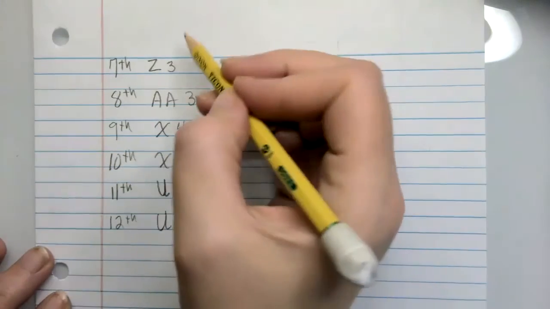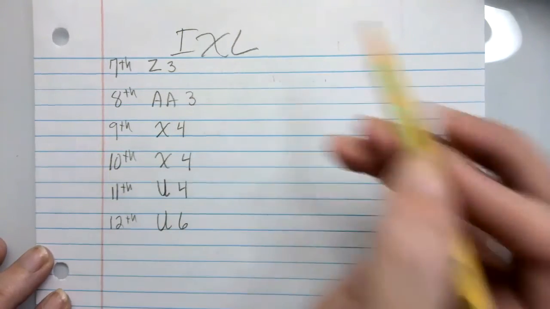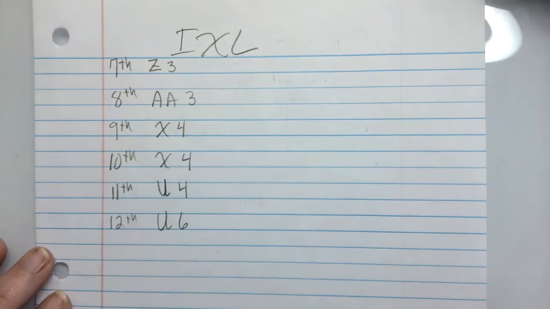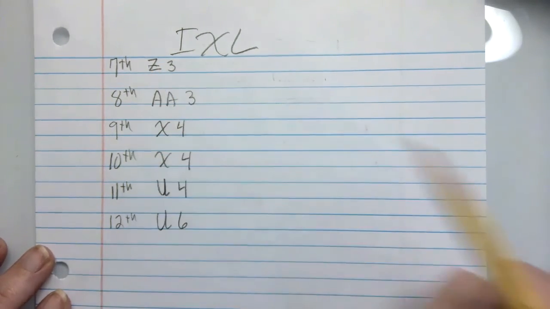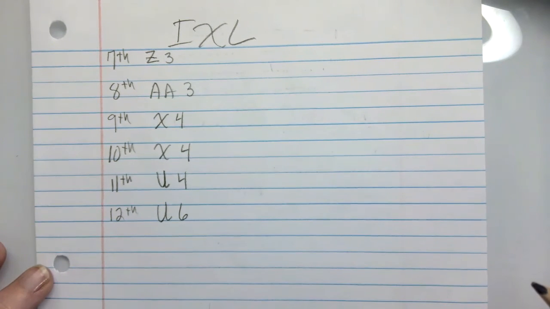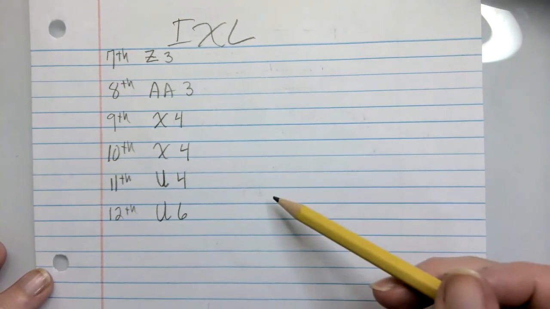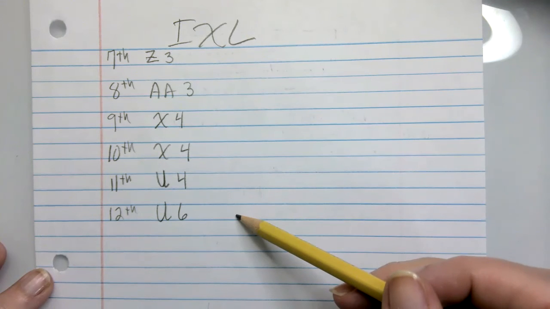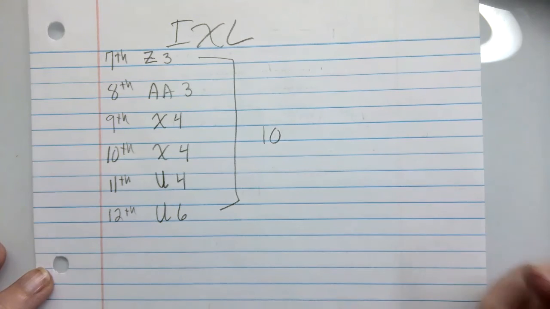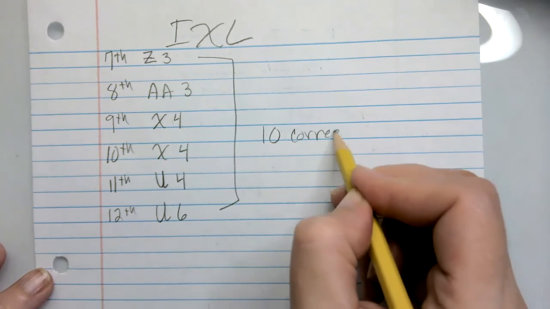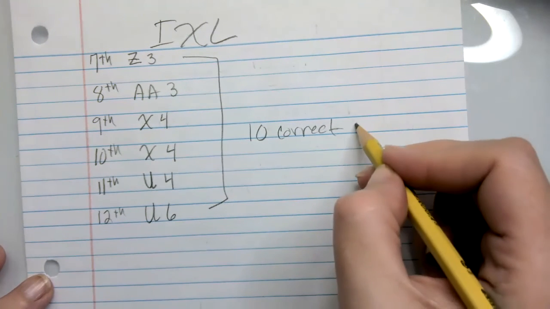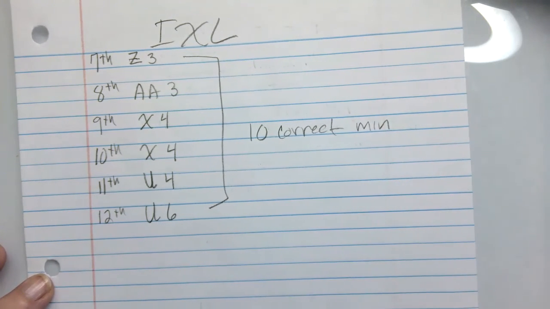All right, so for your IXL practice today, if you are in 7th grade, you're going to go to Z3. If you're in 8th grade, you're going to go to AA3, 9th grade X4, 10th grade X4, 11th grade U4, and 12th grade U6. And as always, we want to go with an aim of 10 correct. And since we don't have a range of numbers here, maybe we could think of 10 correct as our minimum. And maybe we could go to 15.